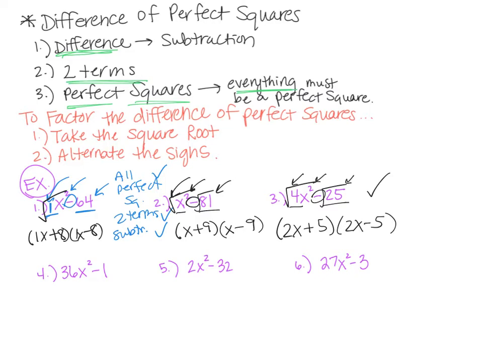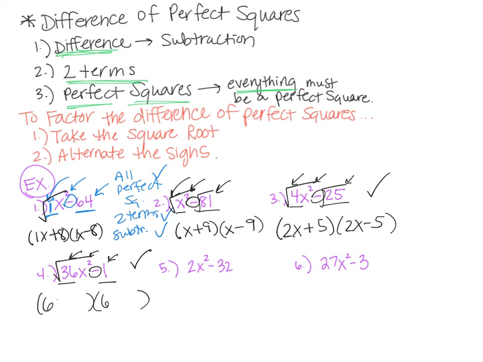All right, let's keep it going. Same idea here: 36, x squared, 1. They're all perfect squares. There are two terms. I've got subtraction, so I'm good to go. So let's do it. The square root of 36 is 6.